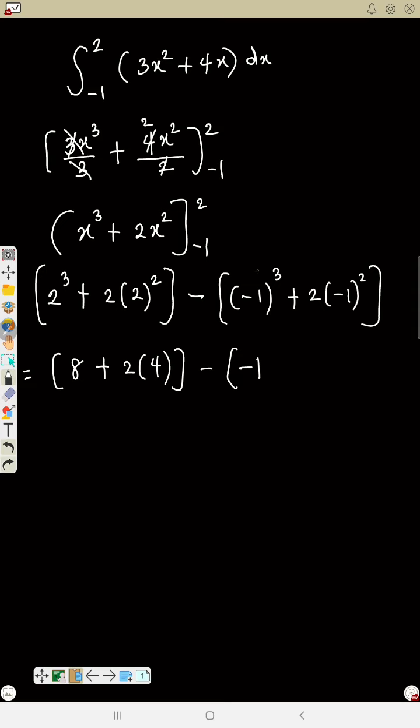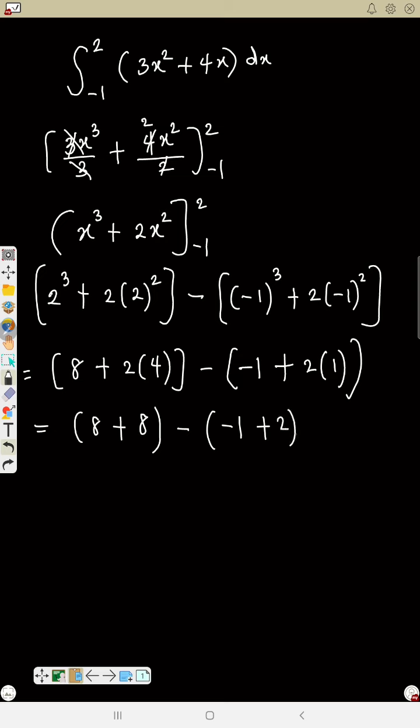So now minus 1 raised to power 3, you notice this is odd, so it will be minus, so plus 2 bracket. Now look at this, it is even, so it will be plus 1 instead. So that is minus 1 square is 1. Like that you should be able to do this one. So this will be 8 plus 8. How? Because 2 times 4 is 8. Minus 1 plus 2 is 1. So 8 plus 8 is 16, minus 1 is equal to 15. So the answer is 15.